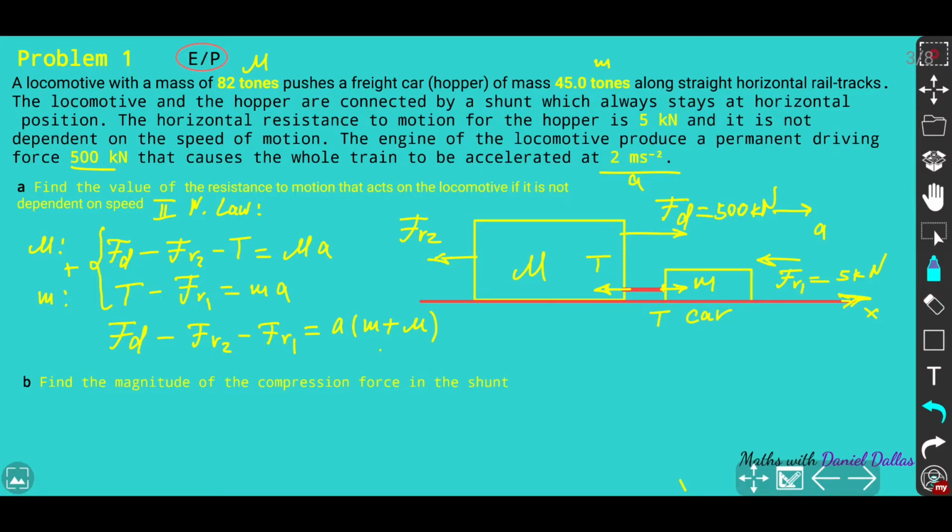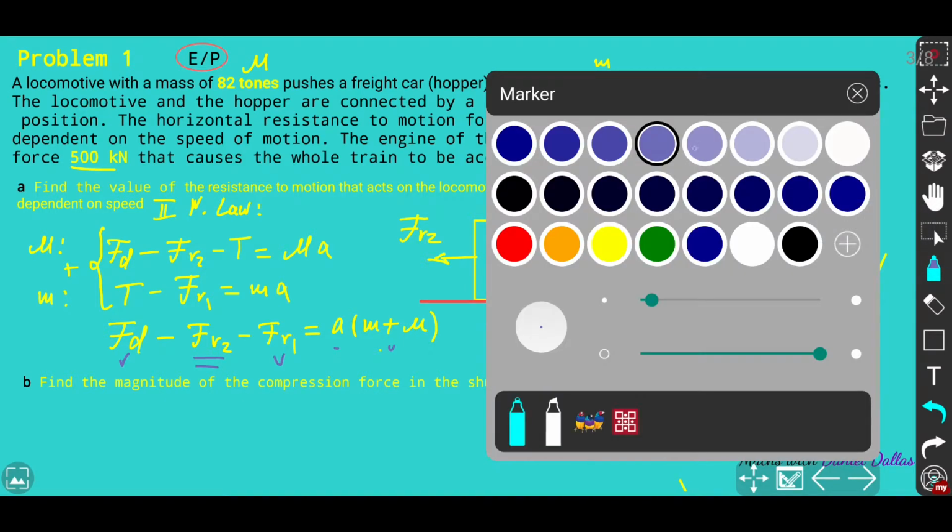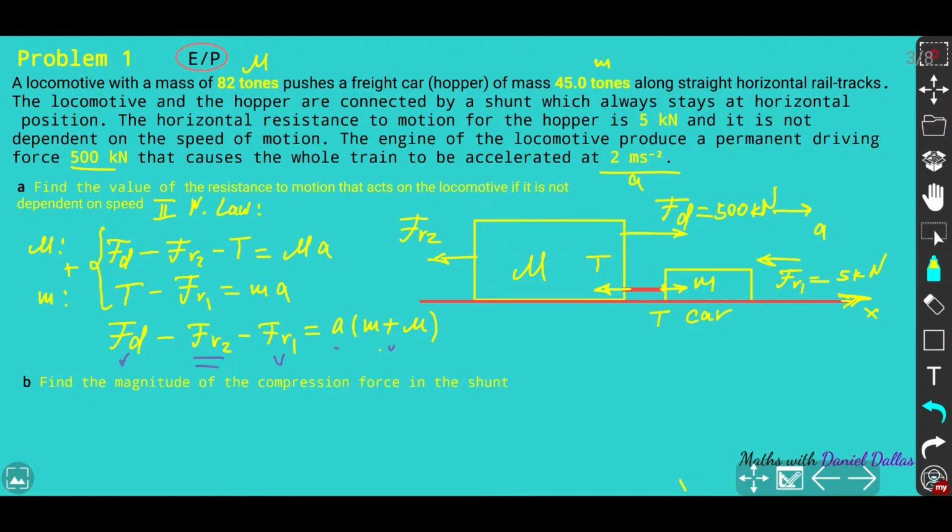I know the driving force, definitely. I know Fr1, the resistance against the motion for the hopper. I know the total mass, so I can figure out Fr2, which is the target variable in our equation. So I'll express Fr2, transferring to the right side, and I'll have F driving force minus Fr1 minus a times m plus m. So that's the final result for Fr2, from where I can calculate.